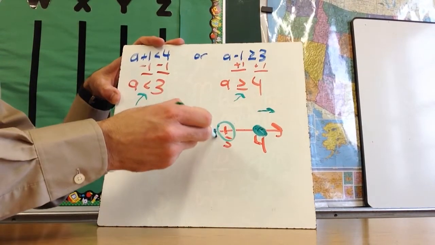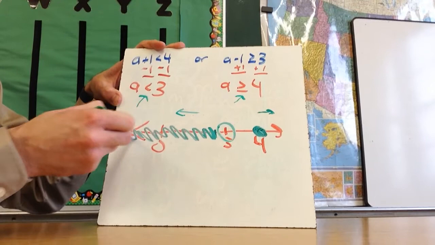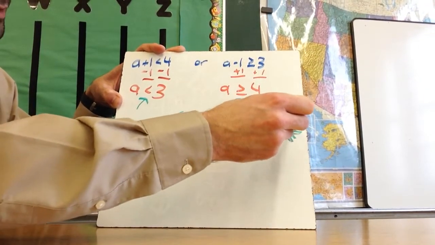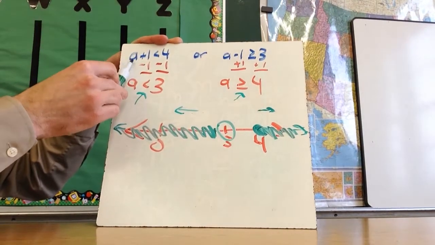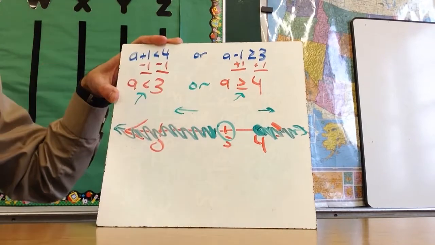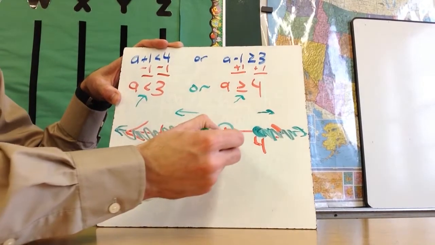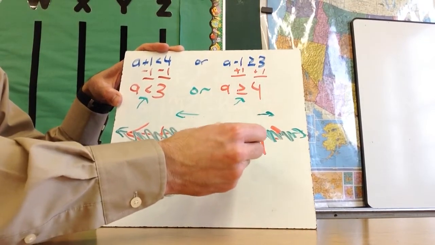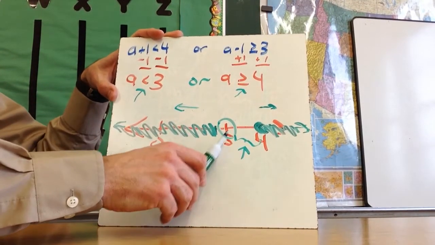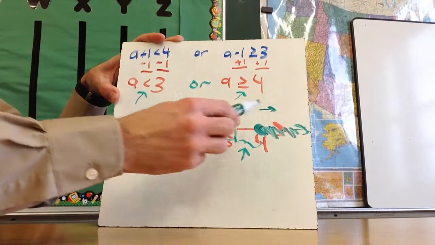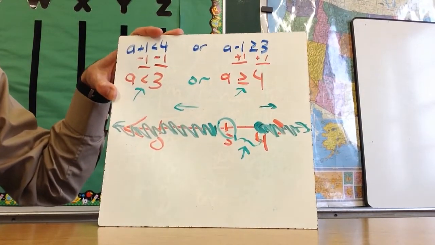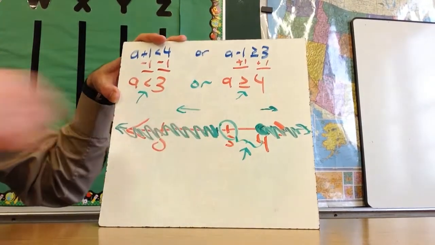So now what I can do is fill in the arrows because I've now figured out what this graph is going to look like. I've got one that's going this direction and the other that's going this direction, which means that if a is either less than 3 or a is greater than or equal to 4, there are only a finite set of numbers where this is not going to be true. So it's all the numbers that are greater than 3 or less than or equal to 4, which is in this area, which will not work. Anything in this area will not work.